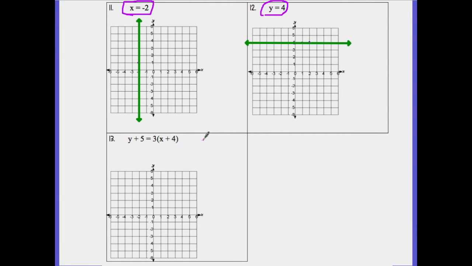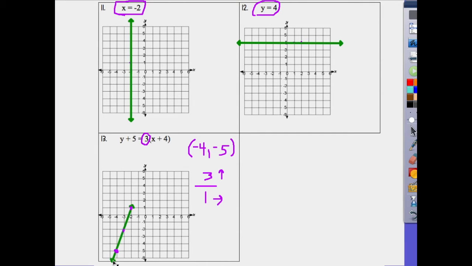Last one, this is point-slope, so find our point. So opposite of what we see with the x, -4, opposite of what we see with the y, -5. And our slope is 3, so remember that's going to be 3 over 1, up and right. So we're going to start at -4, -5, starting at the point that we found, and then go up 3, right 1, up 3, right 1. And then we can draw our line through there too. So use a ruler, use the edge of an ID or something that you have, anything that you have to make that line nice and straight.